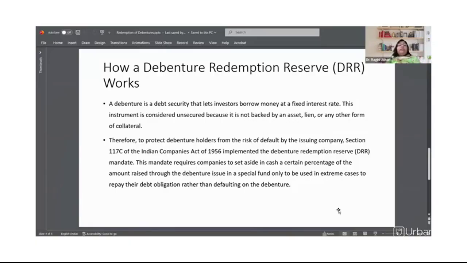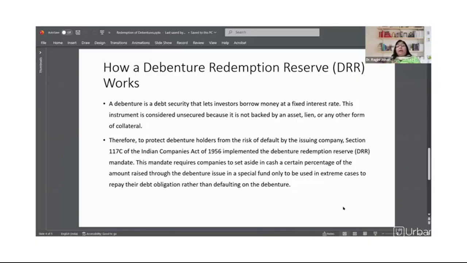So a debenture is a debt security, as I told you, which lets the investor borrow money at a fixed interest rate. Okay. And this instrument is considered unsecured because it is not backed by any asset, lien, or any other form of collateral. Therefore, to protect debenture holders from the risk of default by the issuing company, Section 117C of the Indian Companies Act of 1956 implemented this debenture redemption reserve mandate.